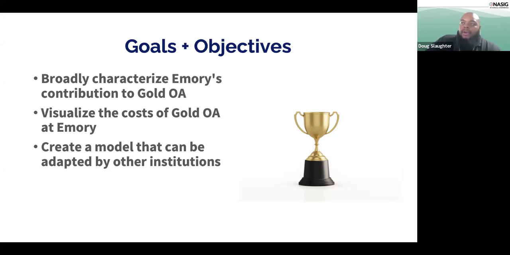Conversations around that coalesced around three broad goals. The first was to broadly characterize Emory's contribution to Gold Open Access. What does that look like across departments? With whom? The second was to visualize the cost of gold open access at Emory and what the expenditures look like over time. And then we didn't want this just to be specific to Emory, so the third goal was to document this process so that it could be developed into a model that could be adapted or used by other institutions.